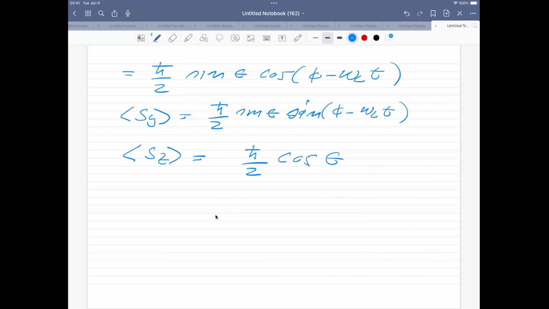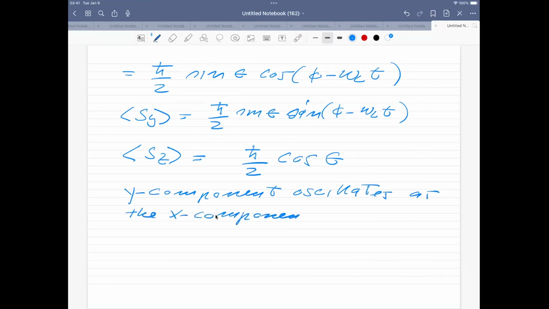So if we want to summarize this, you see now that the y component experiences an oscillation, so it oscillates as the x component, but with an angle difference, with a pi half phase difference.